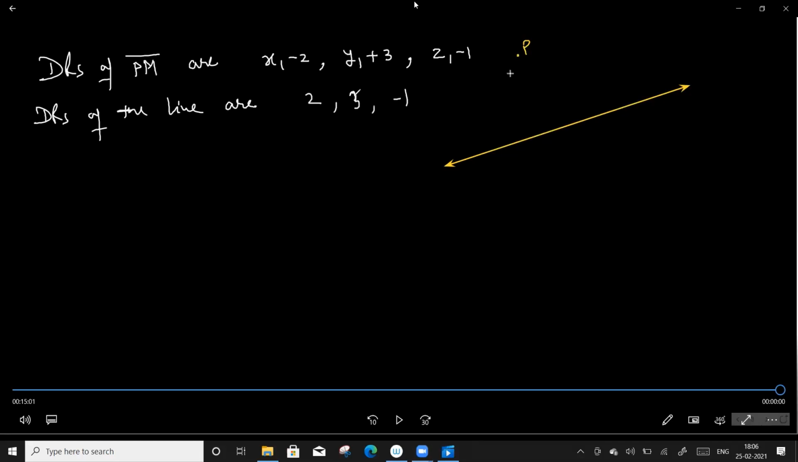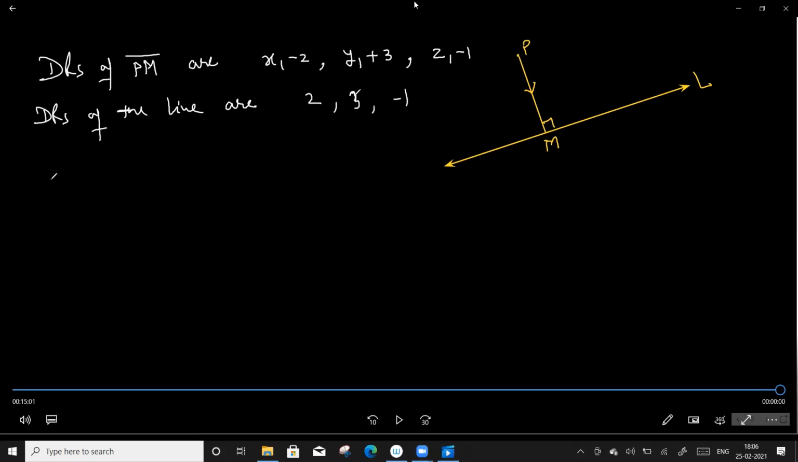And what is PM? PM is a perpendicular from point P on the line. So this was your line and this is PM. Is PM bar perpendicular to the line? Definitely yes. So if PM bar and the line are perpendicular, the sum of the product of their DRs will be equal to 0. When you have two perpendicular vectors, the sum of the product of corresponding numbers will be equal to 0.